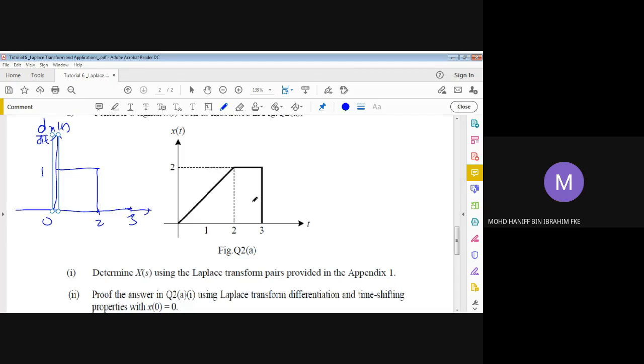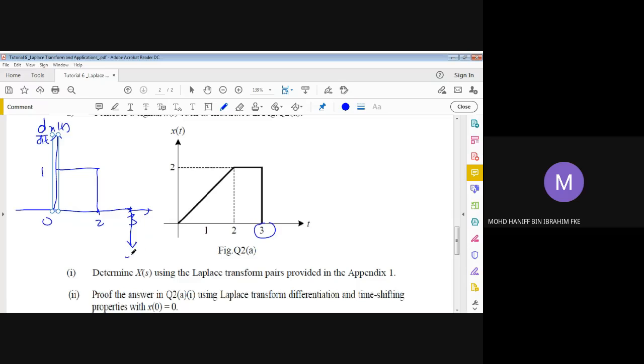There should be no value for the d over dt of x(t). But at t equals 3, at this position, we notice that there is a step from 2 to 0. If we differentiate this step here, we are going to have an impulse, but the impulse is in a negative direction, because based on this we have a step down transition from 2 to 0.